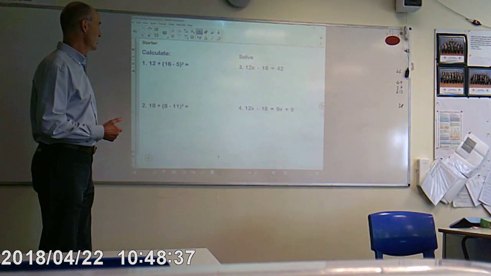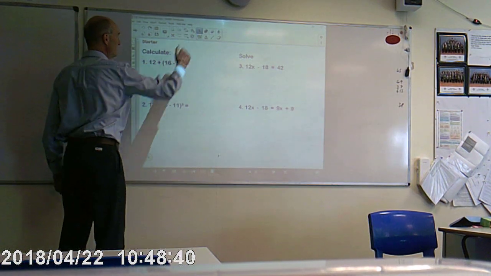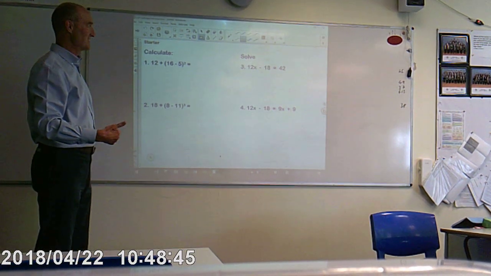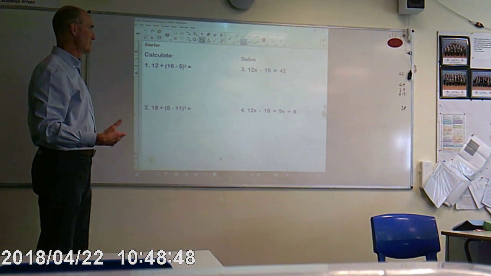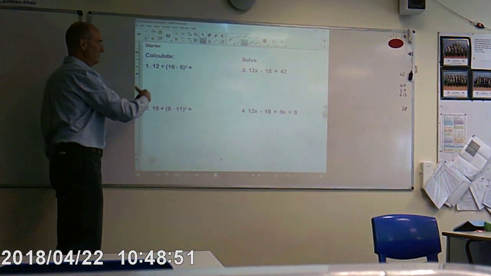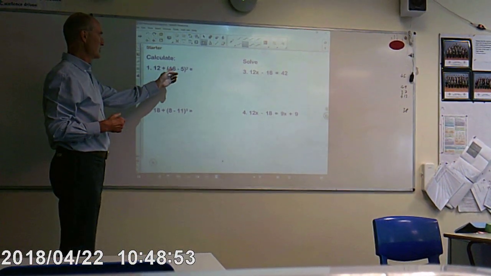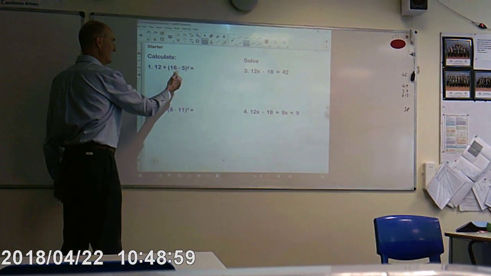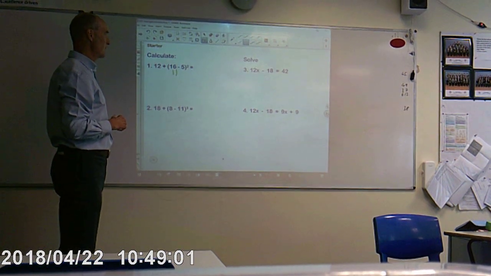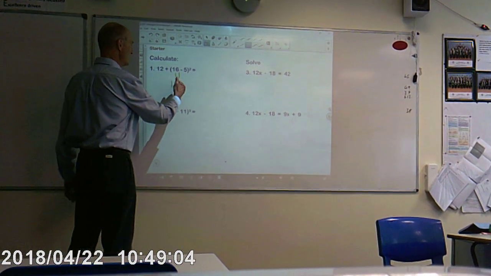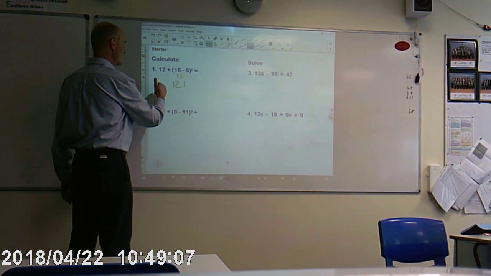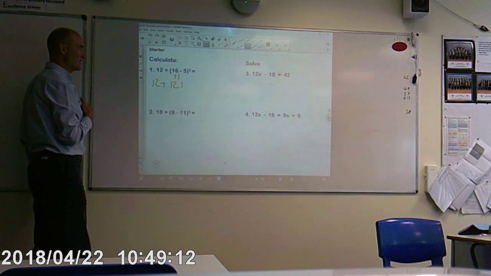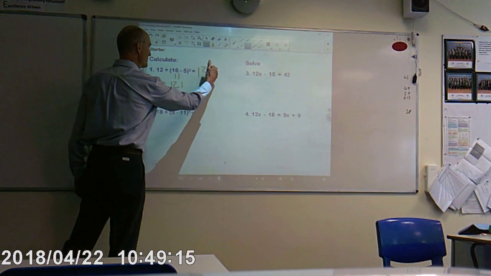Okay, year 10, so solutions. What have we got here? BIDMAS type question. What does BIDMAS say? Brackets, indices, division, multiplication, addition and subtraction. We've got a bracket here. What happens inside the bracket? We've got 16 subtract 5. 16 subtract 5 is 11. But then we've got the square of that. What's 11 squared? It's 121. So we've got 12 plus 121. So our answer is going to be 133.